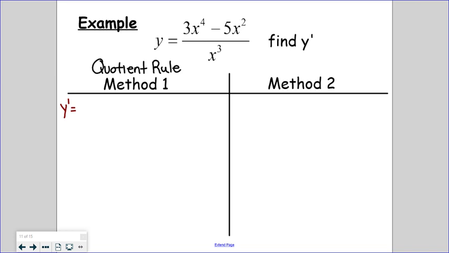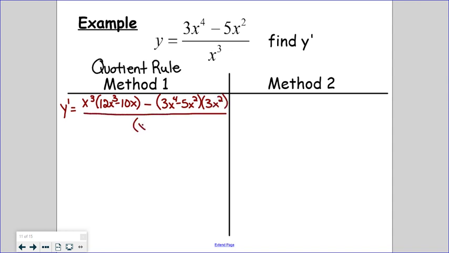Okay, let's try our quotient rule. Quotient rule says low d high, bottom times the derivative of the top, which would be 12x to the third minus 10x, minus high d low, 3x to the fourth minus 5x squared times the derivative of the bottom, 3x squared, all over the bottom squared. How are we doing with the setup so far? Good? Low d high minus high d low over low squared.